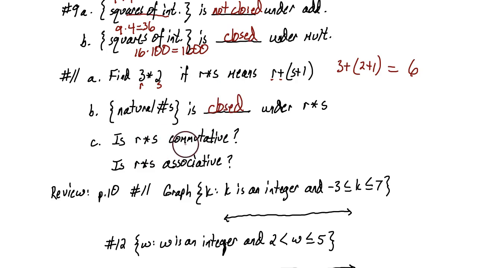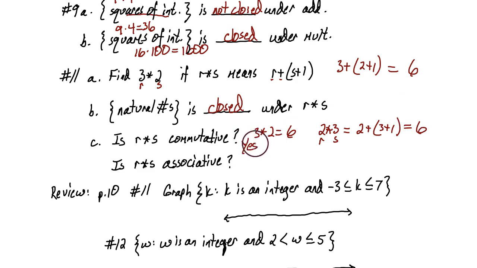Is R star S commutative? If you change the order of the numbers, will you get the same answer? Let's try an example. We already figured out that 3 star 2 made 6. Does 2 star 3 also make 6? Let's follow the rule. This is R, this is S. So we have 2 plus 3 plus 1. Notice that that does make 6. We could try other examples, but we would find out that this is commutative.